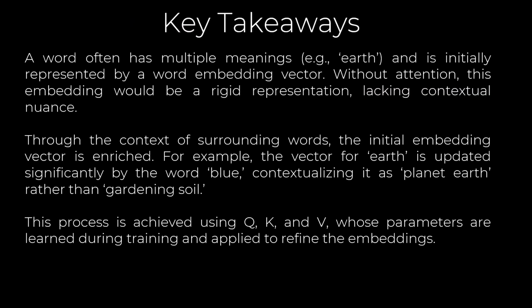So, the key takeaways are: a word often has multiple meanings, and is initially represented by a word embedding vector. Without attention, this embedding would be just a rigid representation and it's lacking contextual nuance. Through the context of surrounding words, the initial embedding vector gets enriched. For example, the vector for Earth is updated significantly by the word blue, contextualizing it as planet Earth rather than gardening soil. This process is achieved using Q, K, and V, whose parameters are learned during training and applied to refine the embeddings.